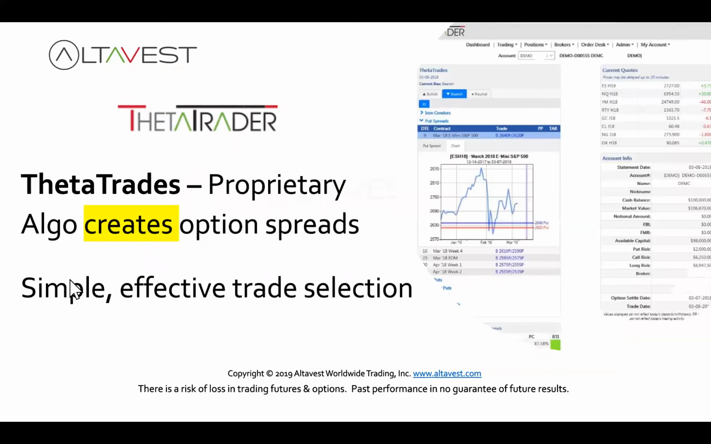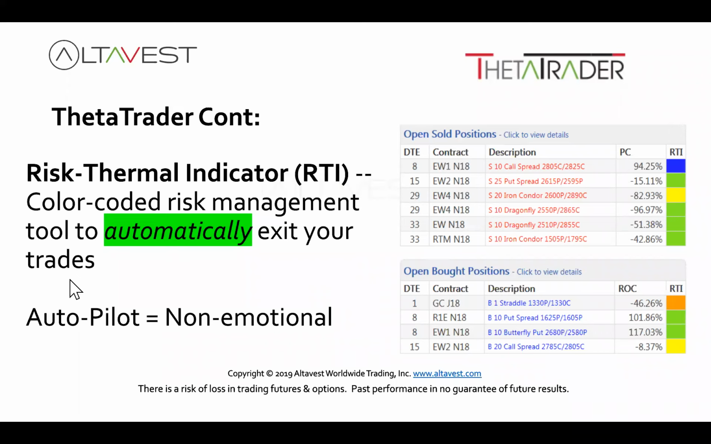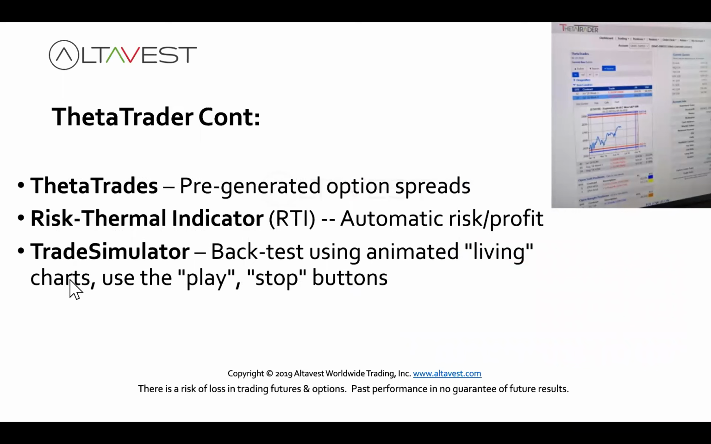The proprietary algo creates those option spreads for you. Simple, effective trade selection. We have the RTI, that color-coded risk management and reward management. So it automates everything for you. So we call that autopilot, trying to make that as non-emotional as we can. And then that trade simulator, you saw how we went backwards in time. I don't see people having trade simulations on six-legged option spreads. If it exists, it's probably a very sophisticated tool for a lot of institutional traders, but I've never seen it for the retail crowd. So you have the Theta Trades, the RTI, and the simulator.